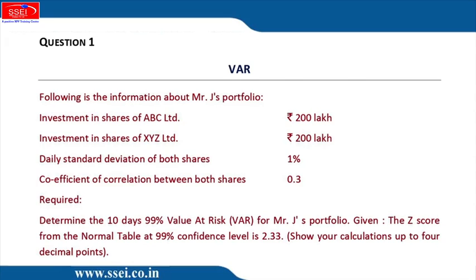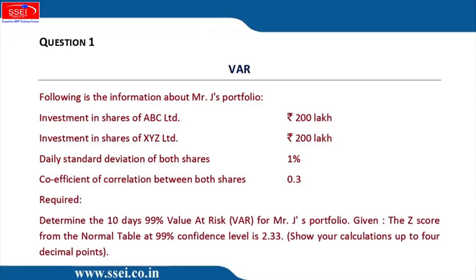So what if next time investment in ABC is 300 lakh, investment in XYZ is 200 lakh? No issues. In that case, the SD of ABC will be 300 lakh into 1%, that is 3 lakh. SD of XYZ will be 2 lakh. So 3 square plus 2 square plus 2 into 0.3 into 3 into 2. So what if the standard deviation of both the stocks are different? No issues. Suppose the standard deviation of the first stock is 1%, the second stock is 2%. For the first stock, say 300 lakh, 1% is 3 lakh. For the second stock, 200 lakh, 2% is 4 lakh. So square root of 3 square plus 4 square plus 2 into 0.3 into 3 into 4. Understood? There is no question of any confusion.